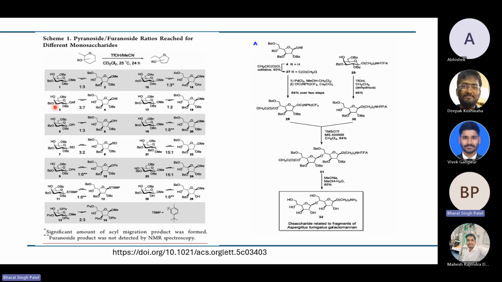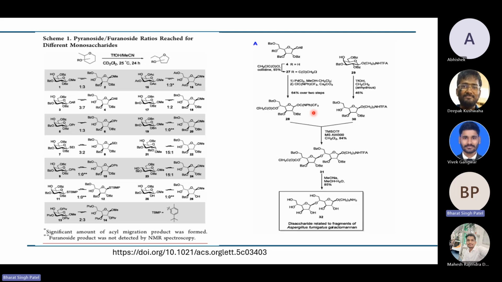So they carried forward with compound number 3. They took this compound number 3 and did the same reaction at even higher scale. They were able to scale up this reaction to 2 gram. They did the pyranoside to furanoside conversion, and then C4 was protected by this chloroacetyl group, followed by conversion of the allyl group to hemiacetal, and then they made that hemiacetal to the TCA donor.